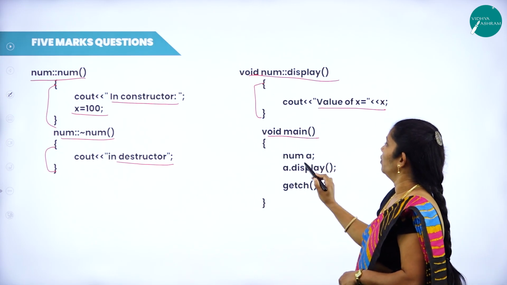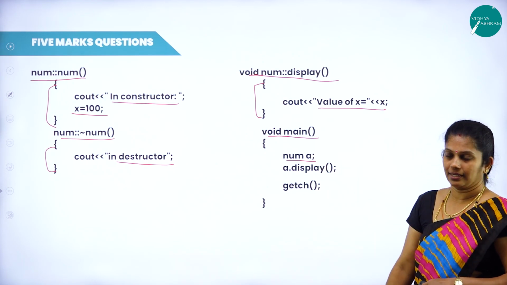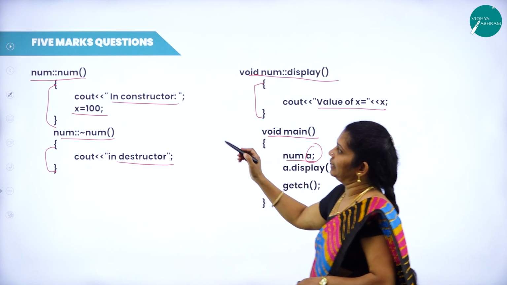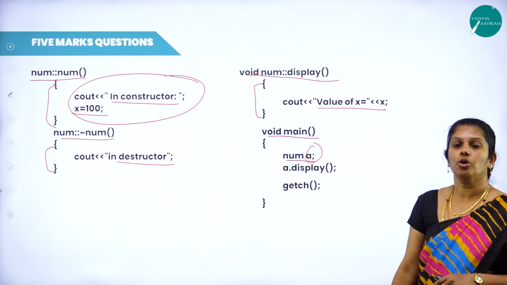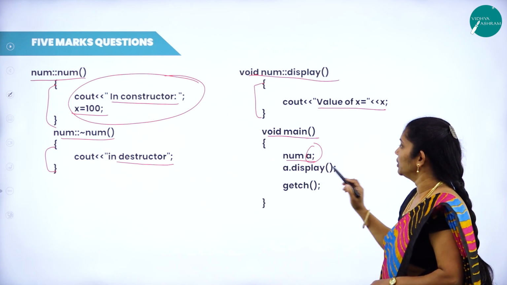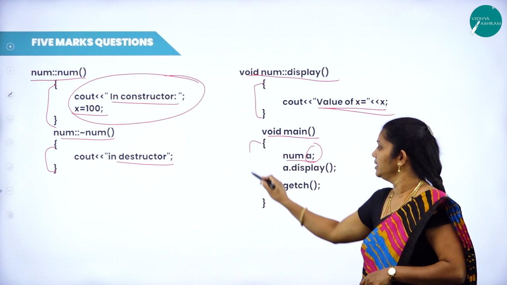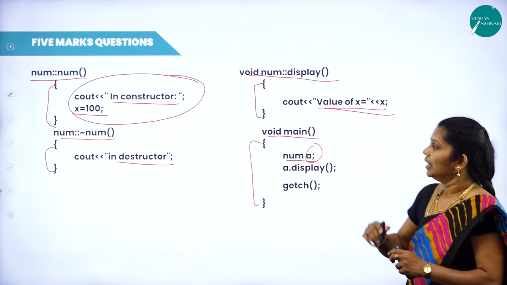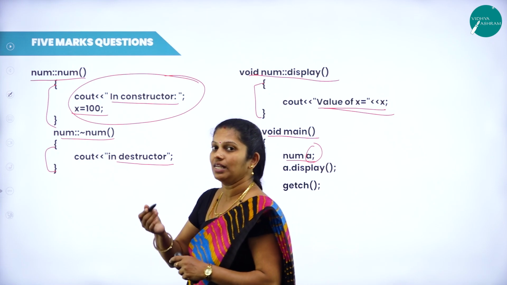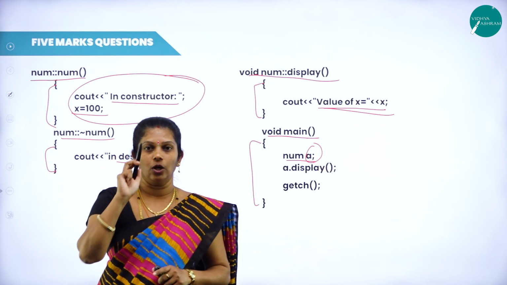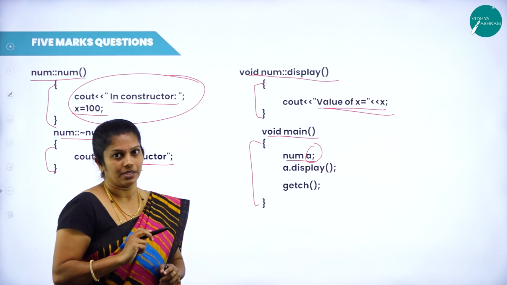Then in the main program we are creating an object with the help of the class name. Class name num, a we will write. Then when I write a, this constructor function will execute automatically. No need to call it separately. Then if I write a dot display, it will display the value of x is 100, then getch, and then we close the main program. It means that I can write the constructor statements inside the class as well as outside the class. A constructor will allocate the memory space, whereas a destructor is used to deallocate the memory space. Now is it clear?